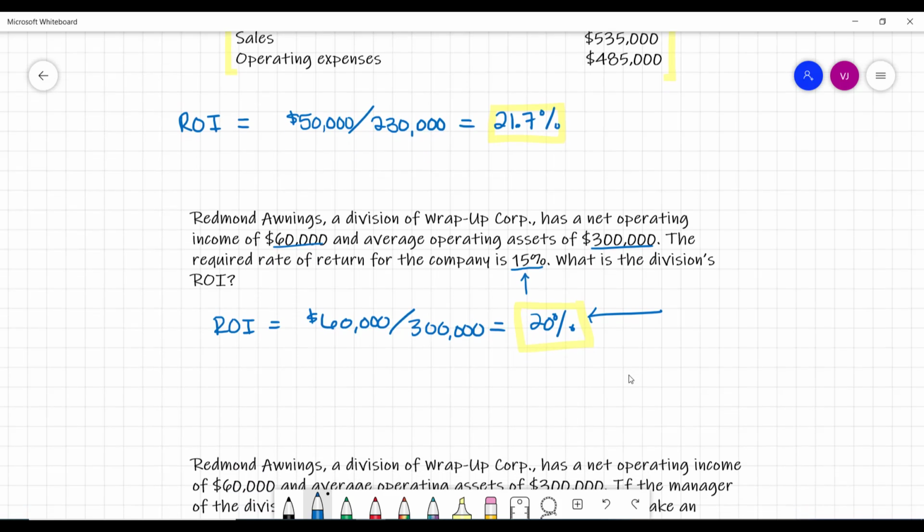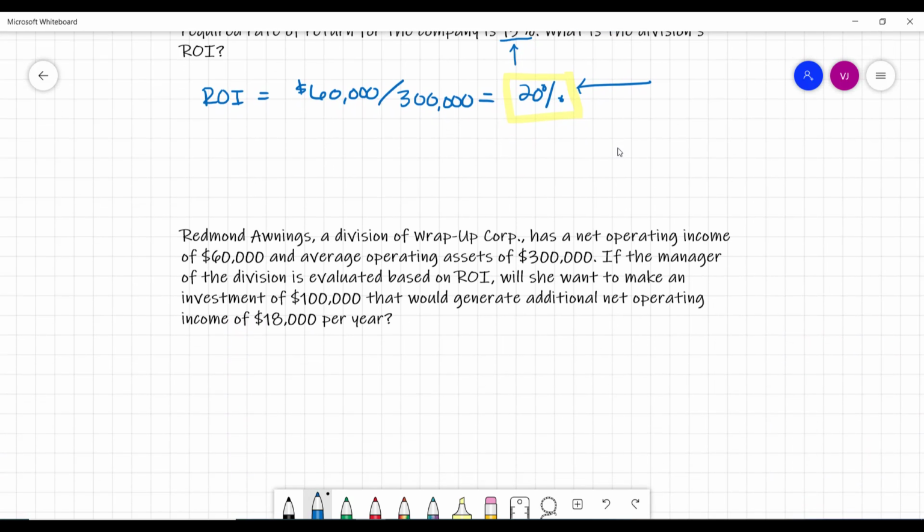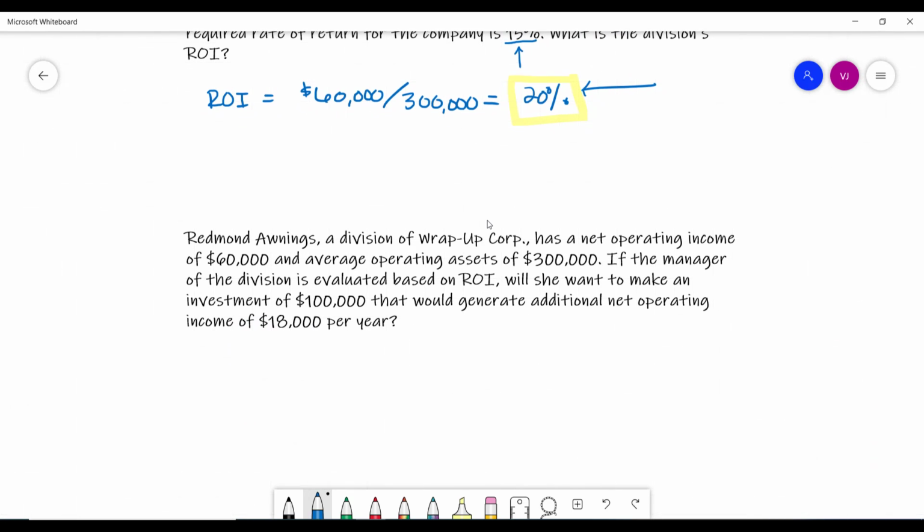All right, so now let's expand this discussion. Let's say we have all the same information. Redmond Awnings has net operating income of $60,000 and average operating assets of $300,000. If the manager of the division is evaluated based on ROI, will she want to make an investment of $100,000 that would generate additional net operating income of $18,000 per year? We're asking a couple of questions here. It says if the manager of the division is evaluated based on ROI, so where is the ROI currently sitting?